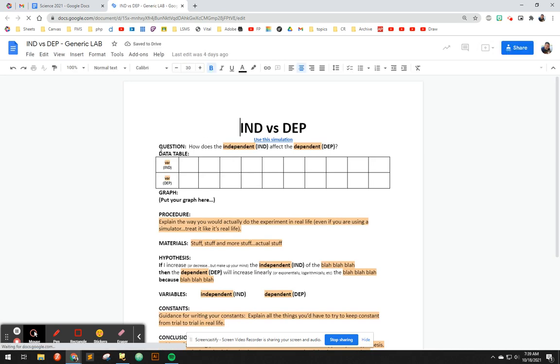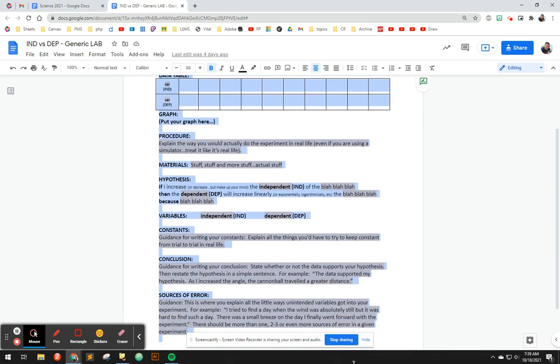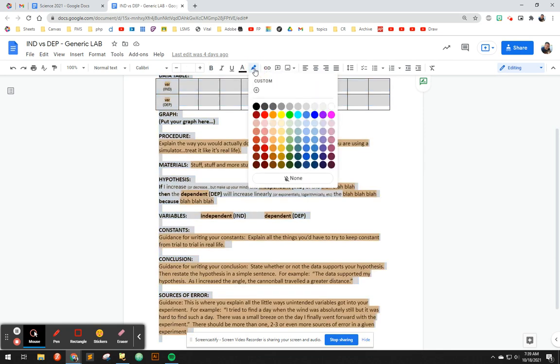Let's see. I think I'm going to take away the highlighting. Just do that for you. No highlighting.